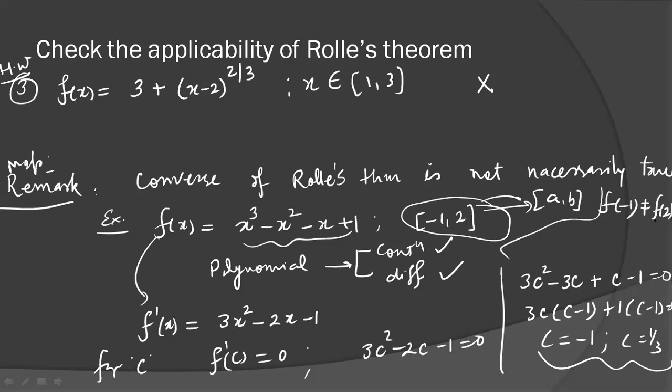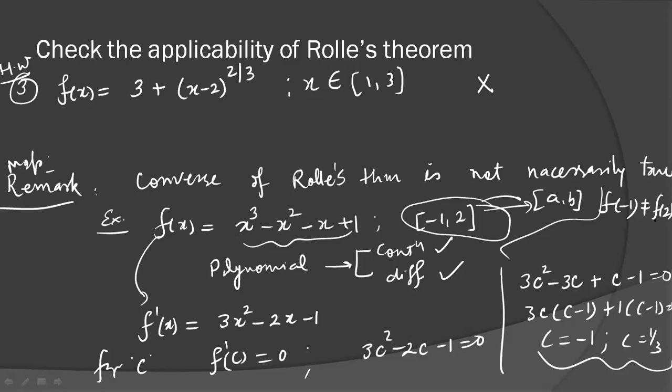You can verify that. What is the general statement for this theorem? If a function is continuous on closed interval [a, b], and differentiable on open interval (a, b), and f(a) equals f(b), then you have at least one c in open interval (a, b) such that f'(c) equals 0.